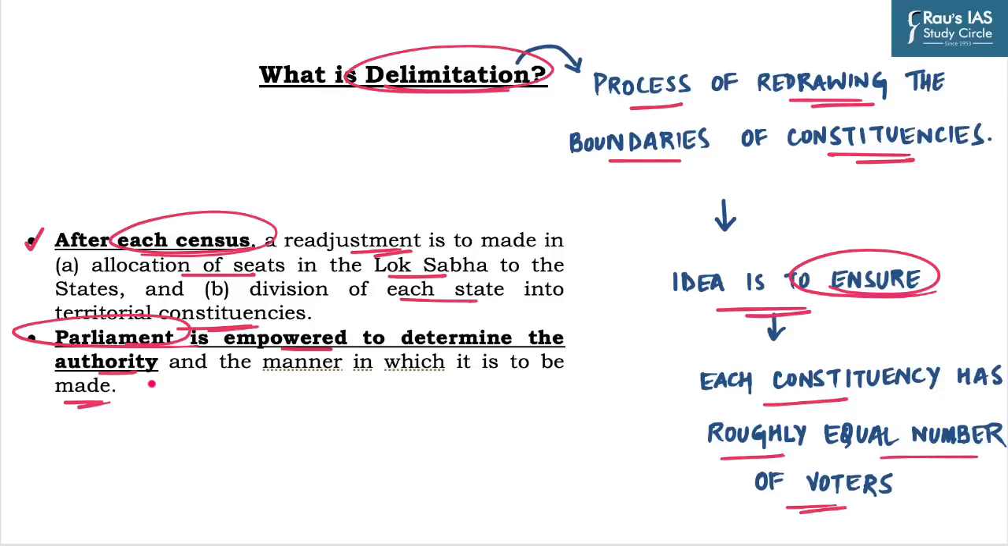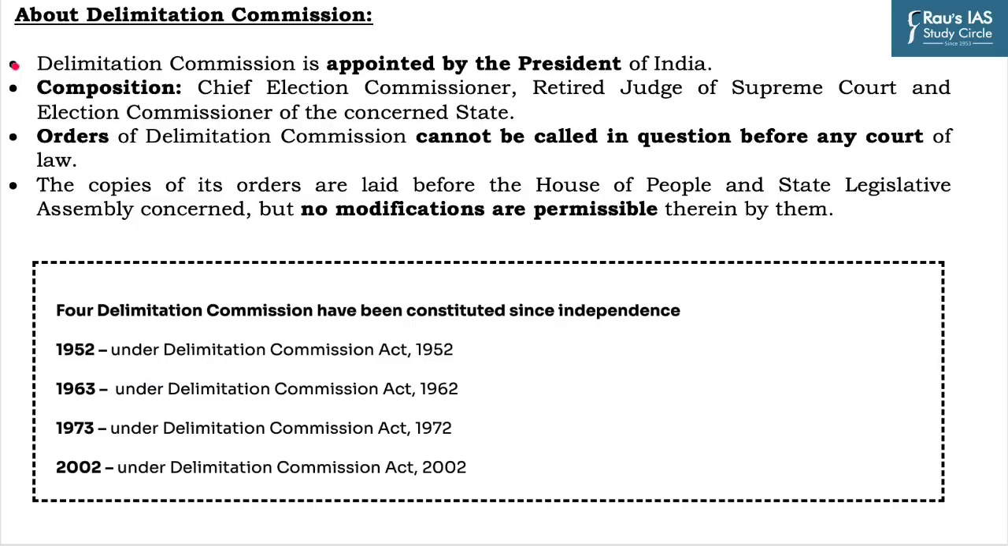Now let us try to have a look at the Delimitation Commission. The Delimitation Commission is appointed by the President of India. Try to remember this piece of information as it can be asked in UPSC prelims exam also. And what is the composition of this commission? It includes the Chief Election Commissioner, a retired judge of the Supreme Court, and the Election Commissioner of the concerned state.